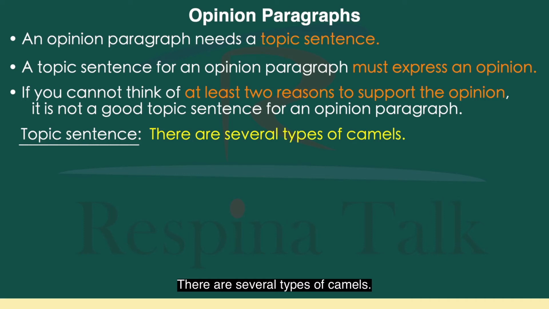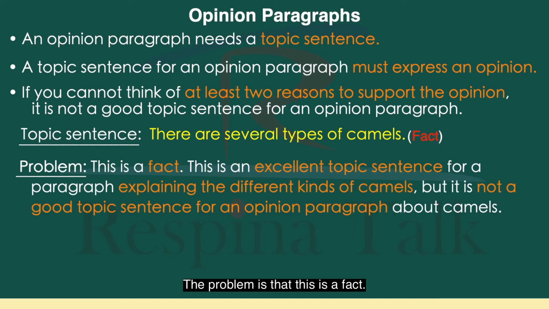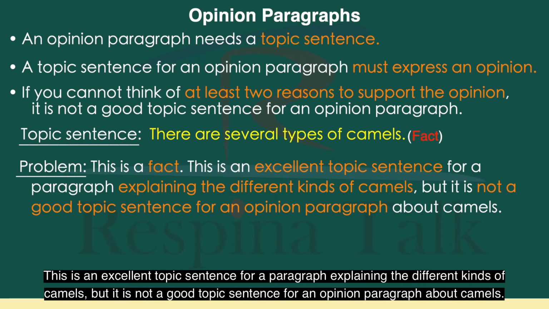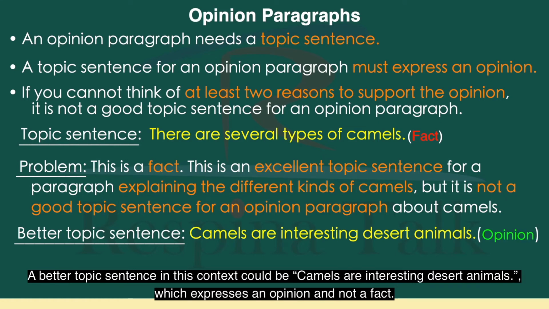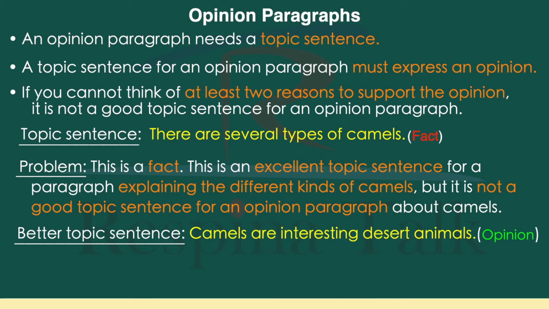There are several types of camels. Now, do you think this is an appropriate topic sentence? No, it's not. The problem is that this is a fact. This is an excellent topic sentence for a paragraph explaining the different kinds of camels, but it is not a good topic sentence for an opinion paragraph about camels. A better topic sentence in this context could be, camels are interesting desert animals, which expresses an opinion and not a fact.